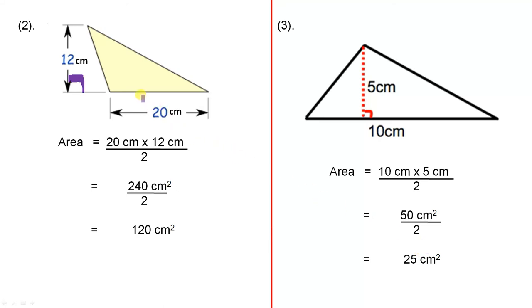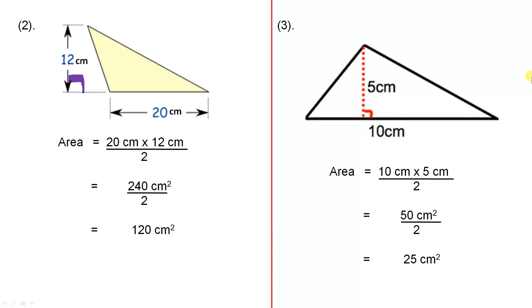Now it's important to note that when we are finding the area of any triangle, we have to look at the base and the perpendicular height. It's absolutely crucial. So it's the perpendicular height, and that means that angle is 90 degrees. And that angle there is 90 degrees, and that will give us the perpendicular height.